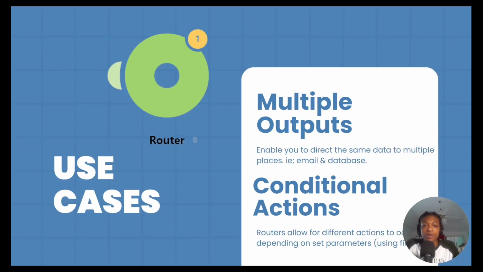What are routers for? Why is it useful? Well, they allow you to have multiple outputs, so you can send the same information to multiple places within one scenario. Or you can tailor your automations based on conditioning. So if you want to do X if the value of the information is above 50, and you want to do Y if the value is below 50, routers will allow you to do that with the addition of filters, which we'll cover in the next video. So let me show you what I mean.